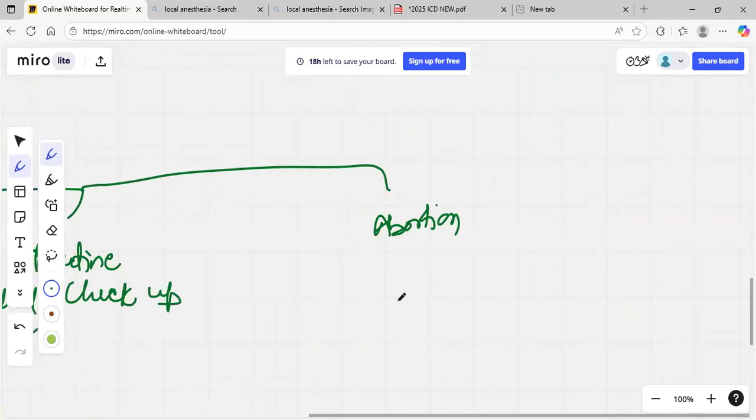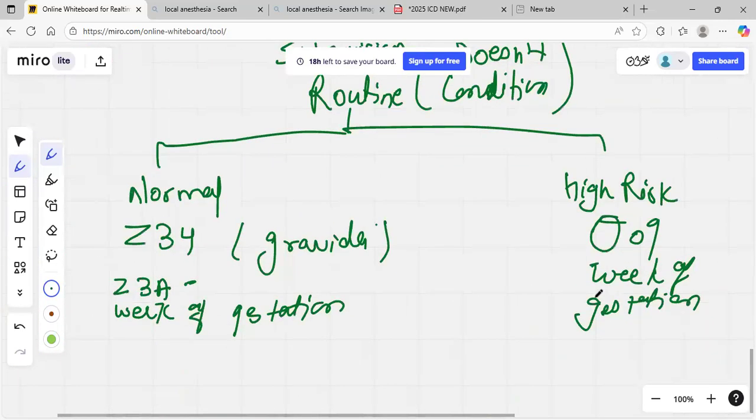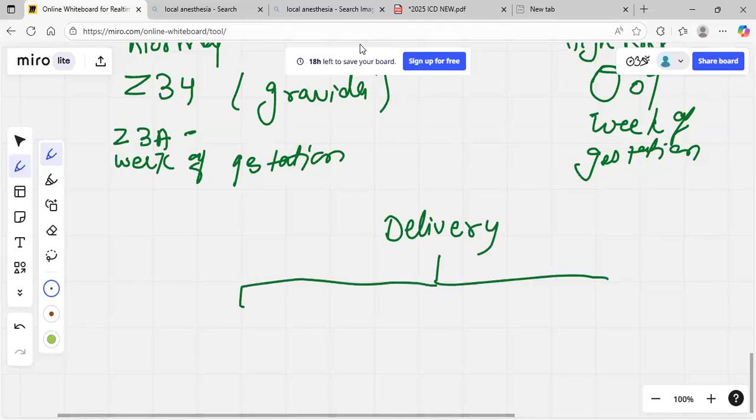Now let's move to the delivery. So whenever a patient is coming for the delivery, we have two types of delivery codes also: normal and C-section.